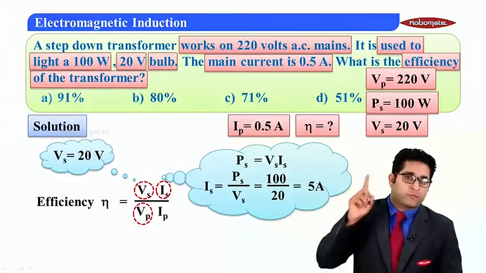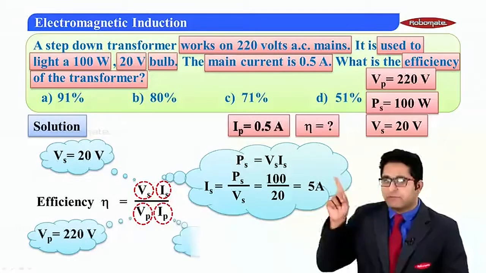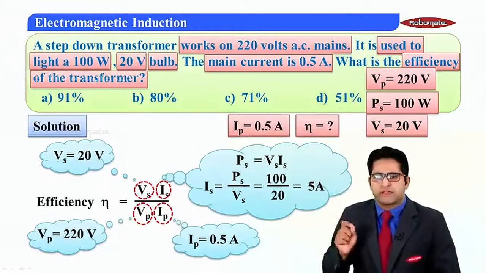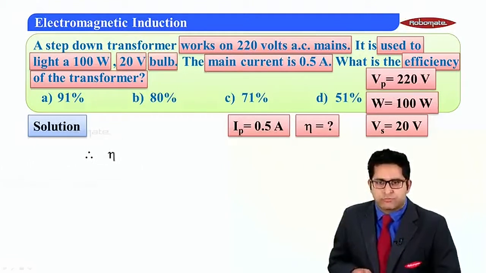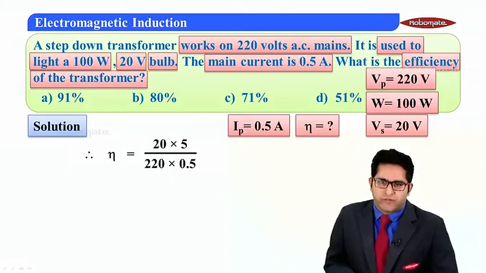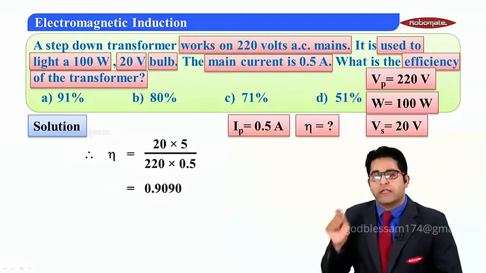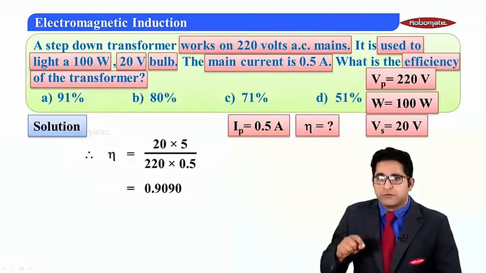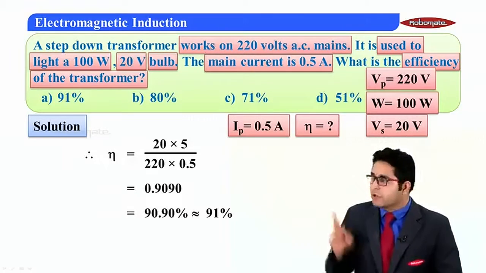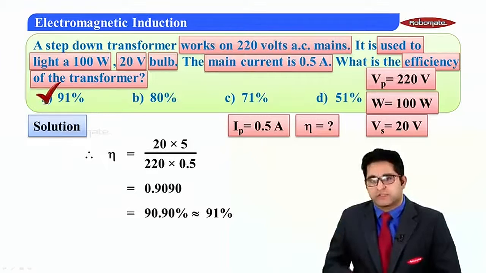Now see VP. Do we know value of VP? Yes, VP is 220 volts. And lastly, IP is equal to 0.5 ampere. So let us substitute these values. We'll get eta equal to 20 into 5 upon 220 into 0.5. On calculating, we'll get the final answer as 0.9090, and if I convert this into percentage, I'll get 90.90%, which is nearly equal to 91%. Now see the options carefully. Which option is matching? Yes, option A is the correct answer in this particular situation.